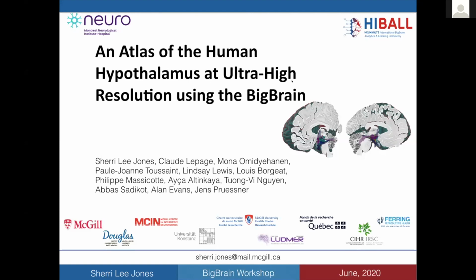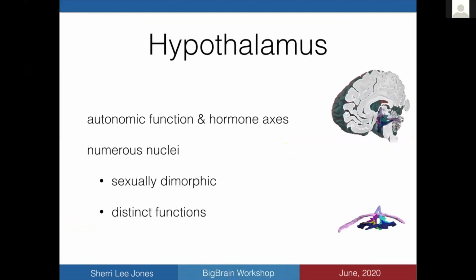Okay, thank you. So I'll give a quick overview of our 3D atlas of the human hypothalamus on the BigBrain. The hypothalamus lies ventrally at the midline of the brain surrounding the third ventricle. It's involved in homeostasis as well as emotional regulation. It's a very small structure, about 1 centimeter cubed, but it's comprised of a number of nuclei that all have distinct functions, many of which are actually sexually dimorphic in both structure and function.